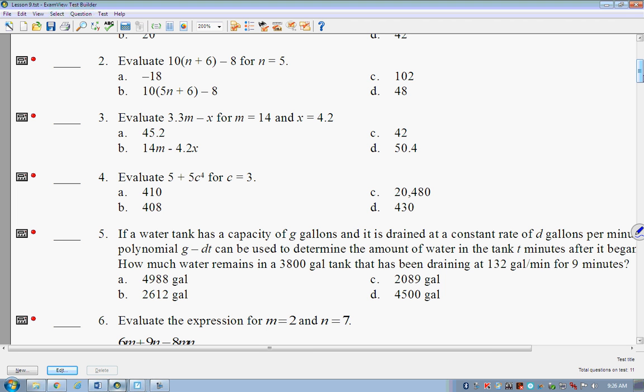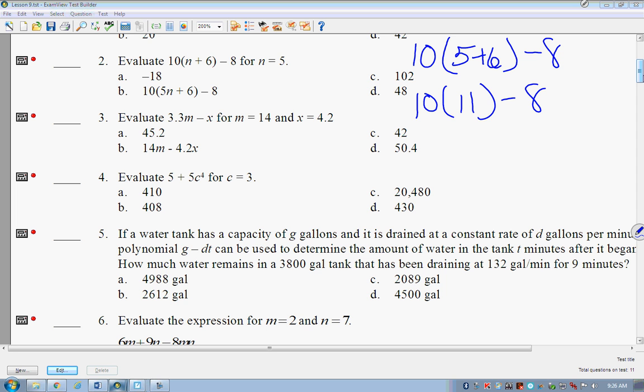So I think our first option, you guys said, go ahead and plug in 5. Writing that down, we got 10 times 5 plus 6 minus 8. What's the first step in here, Christian? 5 plus 6. We're going to do grouping symbols first. So we have 10 times what? 11 minus 8. What comes after that, Reagan?